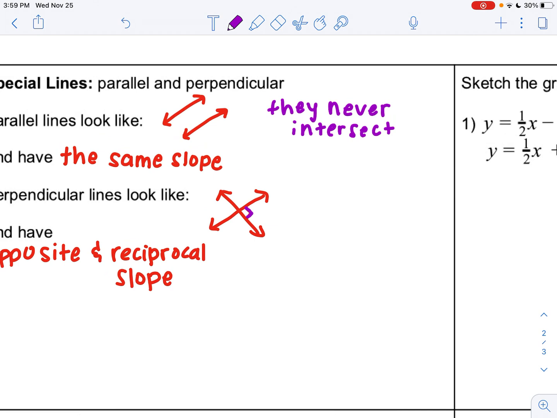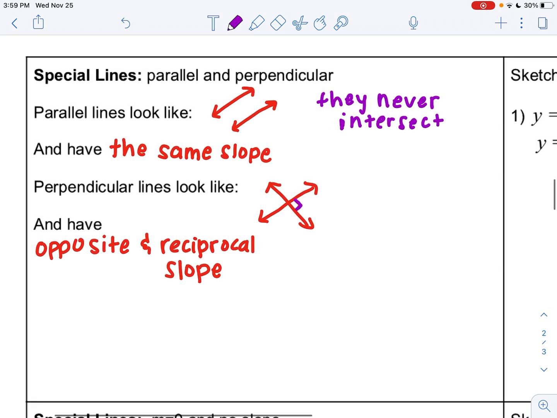They're always going to go forever in the same direction, and they're never going to intersect. They're never going to touch. And they have the same slope. So remember, your slope is your m. They have the same m.